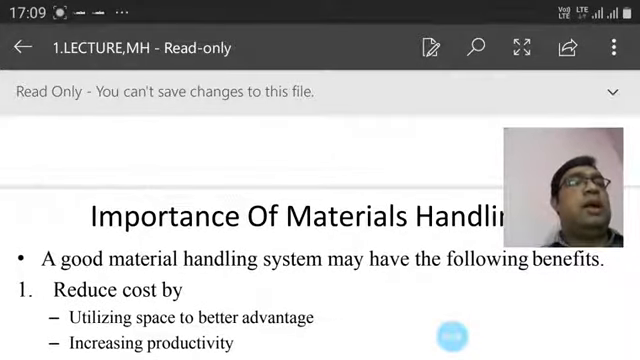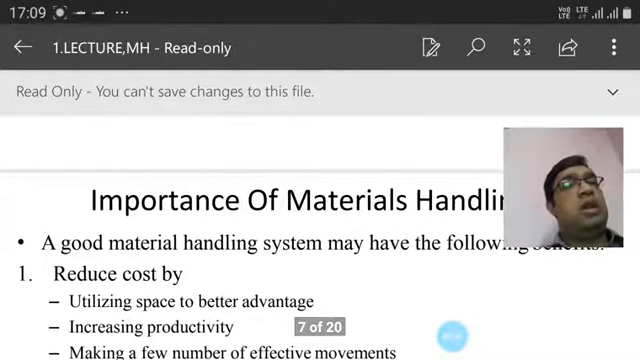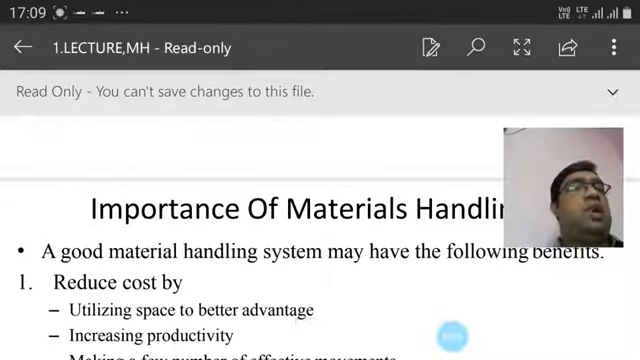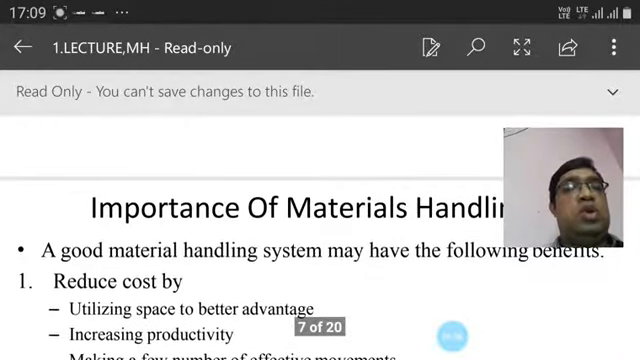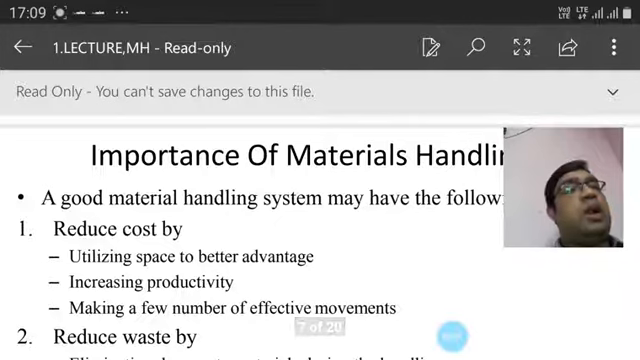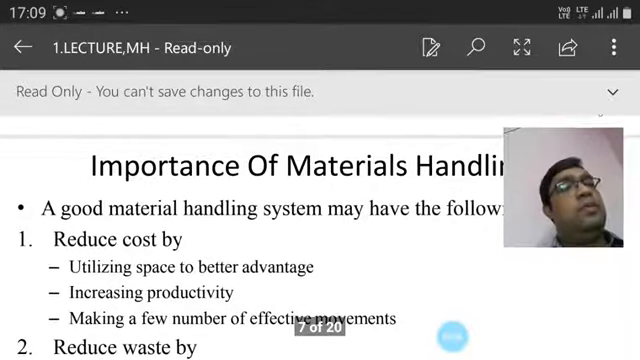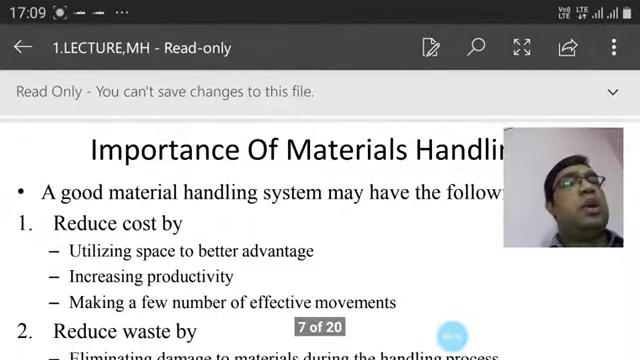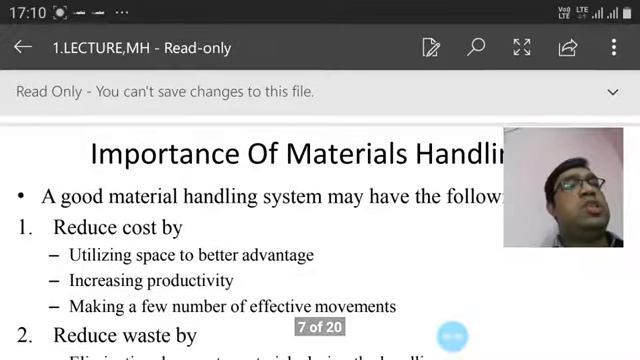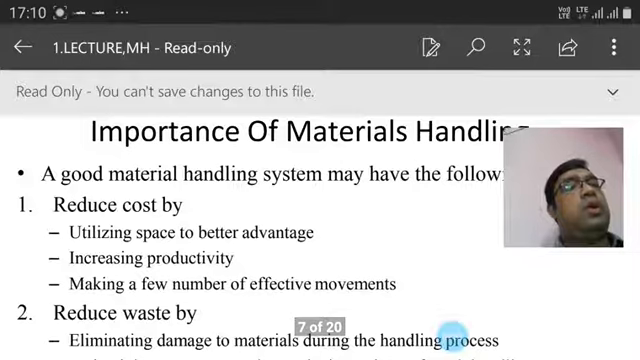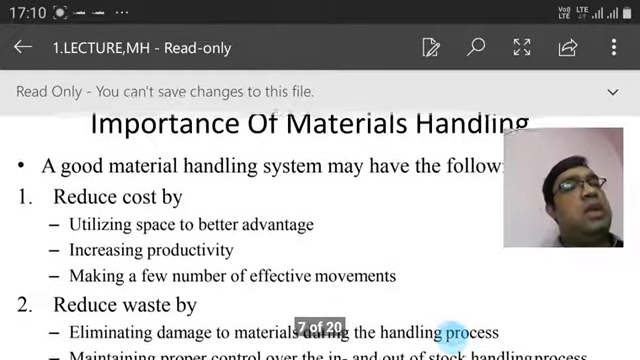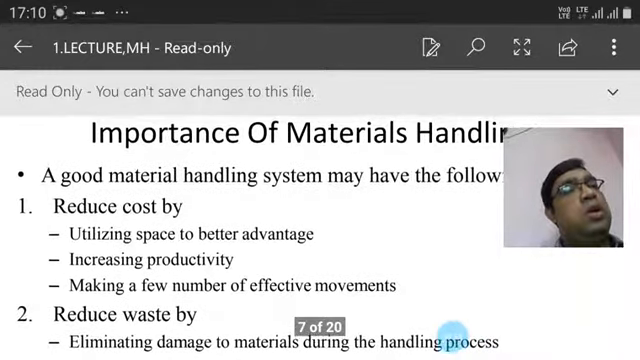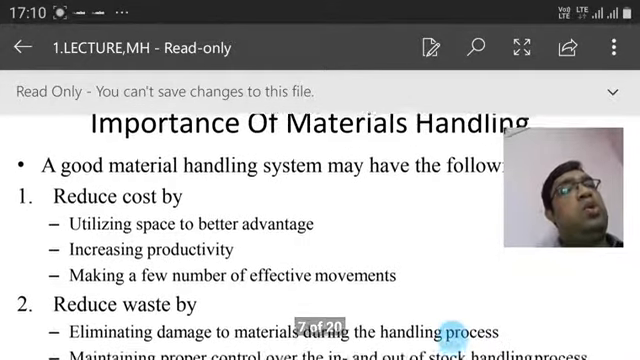This is the great importance of materials handling, and good materials handling systems may have the following benefits: reduced cost by utilizing space to better advantage, and increasing productivity. Your productivity will increase with a good materials handling system, because the required materials are supplied at the proper time and in the proper sequence, so no delay comes to your production units, no hazardous environment is created in your production unit, and no excess place is required in your production unit.